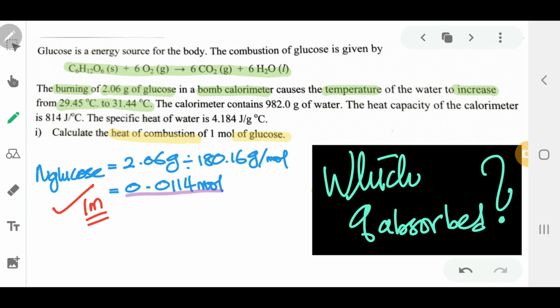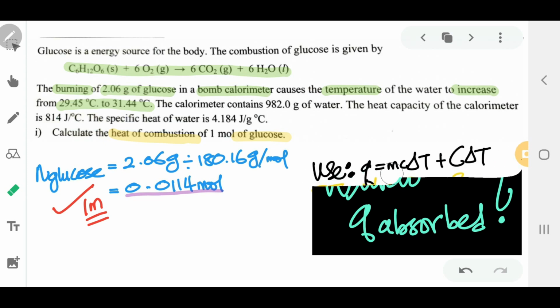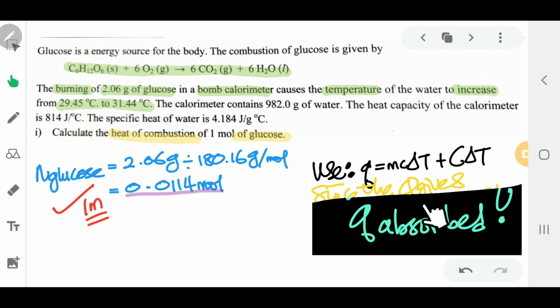After that, you need to think about which Q absorbed will be involved. Remember we have 5 possible Q absorbed. So for this particular situation, which Q absorbed equation do we need to use in order to find the heat of combustion? When you look at the question carefully, you need to use Q equals mc delta T plus heat capacity big C delta T.